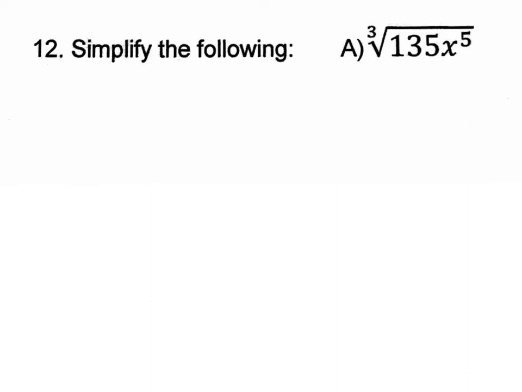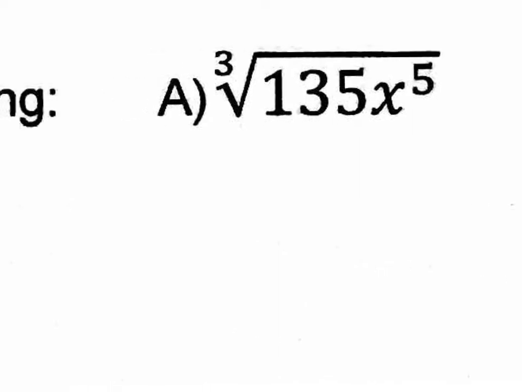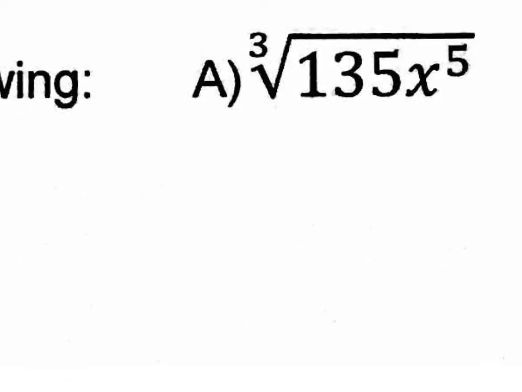So on number 12, we're going to simplify this third root function. Now there's different ways of doing it. Let's zoom in on it. So one way of doing it is to think the third root of 135. Could we do that? Is there a number times itself 3 times that gives you 135? And the answer is no, right? 5 times 5 times 5, that's 125, not 135.